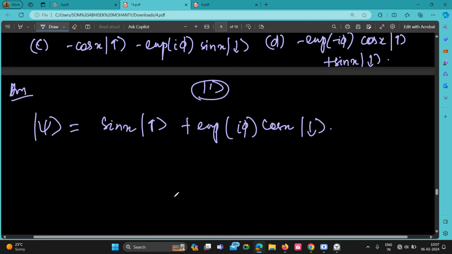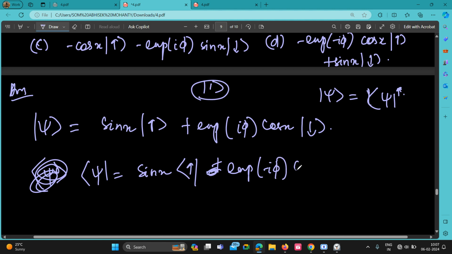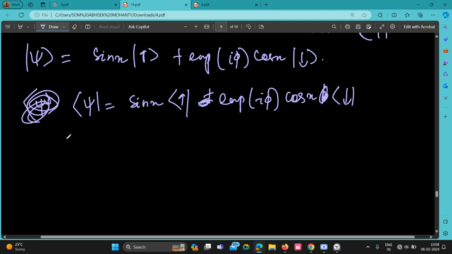This is the ket vector. I can write the bra vector of this, so the bra vector as sin x up. This should be conjugate, because bra and ket vectors are complex conjugates of each other. So plus exponential minus i phi cos x bra down. Now what is given in the question? They are orthogonal, so the inner product is 0. So I will just multiply them. Did I make a mistake?